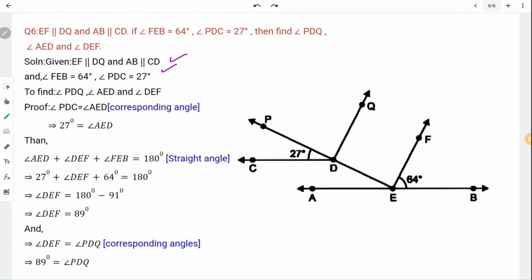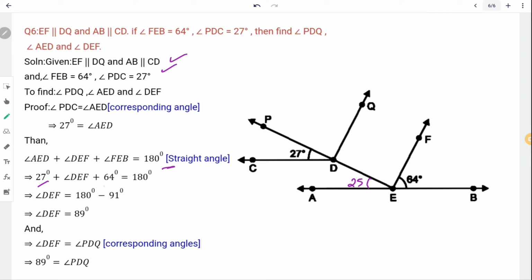So now remember, this is already 27 degrees. Then can I say from here to here should be equal to 180 degrees? We can say why. It is a straight angle. Three angles here, 1, 2, and 3 combined. When you add all of them, it should give us 180 degrees. All right, so you can see I have written here AED plus DEF plus FEB equals 180 degrees.